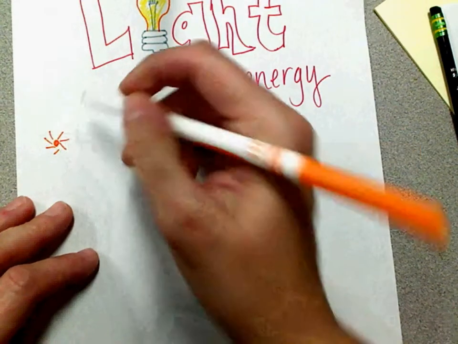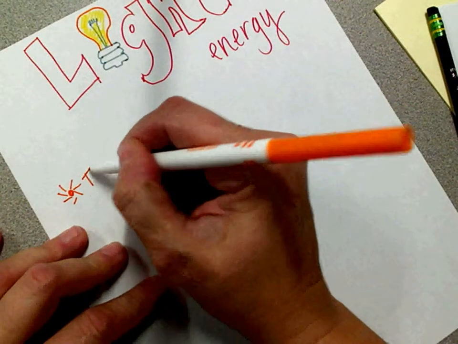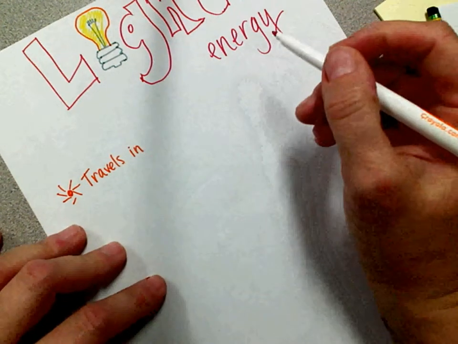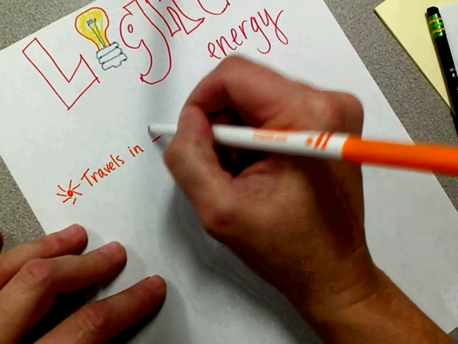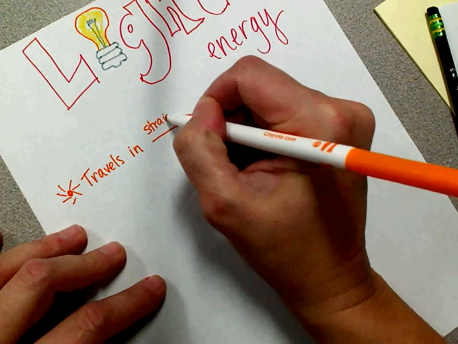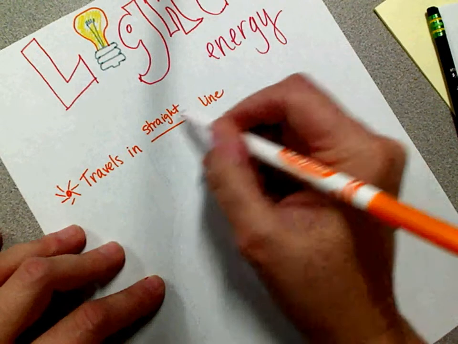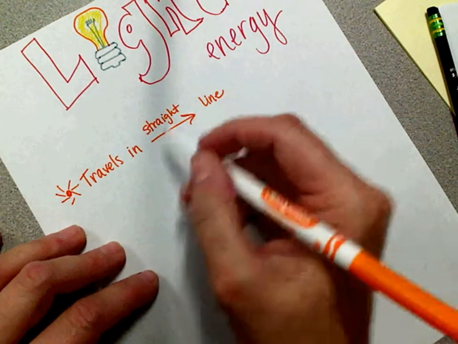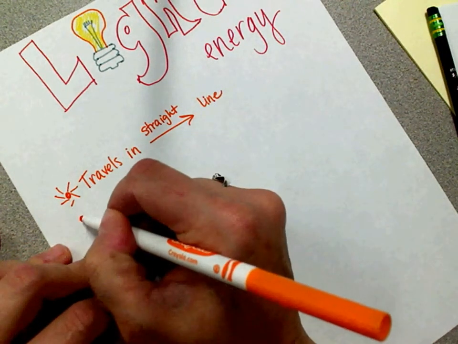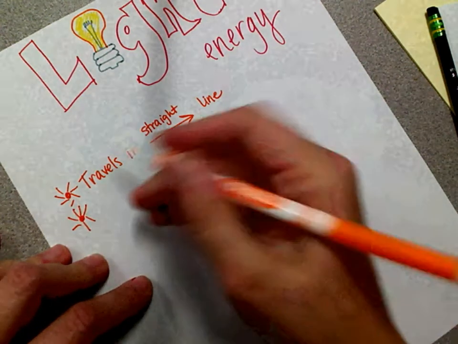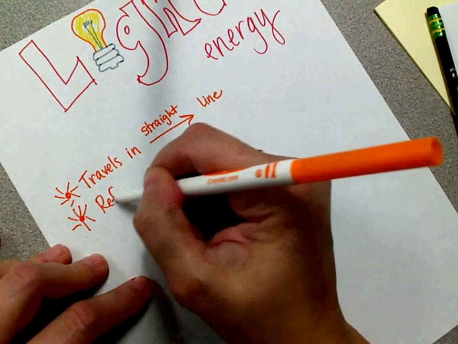Light travels in what kind of line? Oh, I heard it. A straight line. That right there is a symbol in geometry for line. We also learned that it reflects. Light reflects.